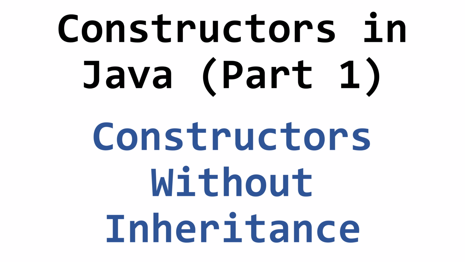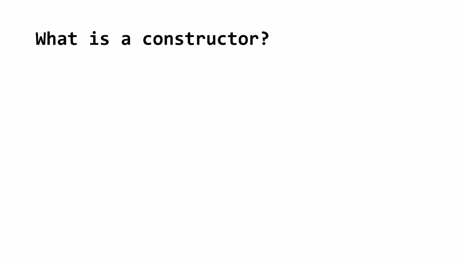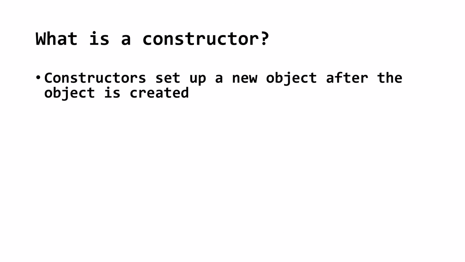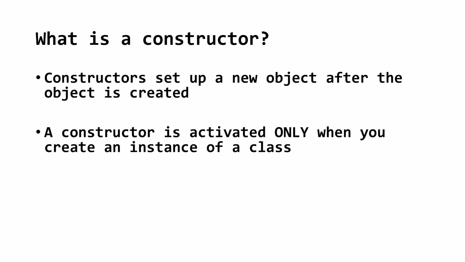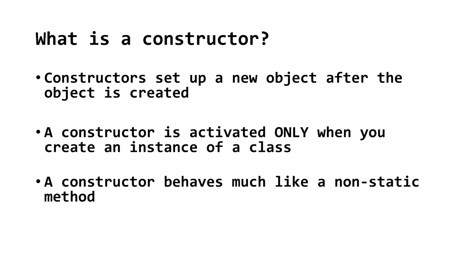In this section on class constructors, we'll start by reviewing how to write constructors for standalone classes when we aren't considering class inheritance. So first, what is a constructor? A constructor is a series of instructions that run when you create a new object. In essence, they construct the data in the new object. A constructor only runs when we create a new object. While not methods, constructors behave similarly to non-static methods.